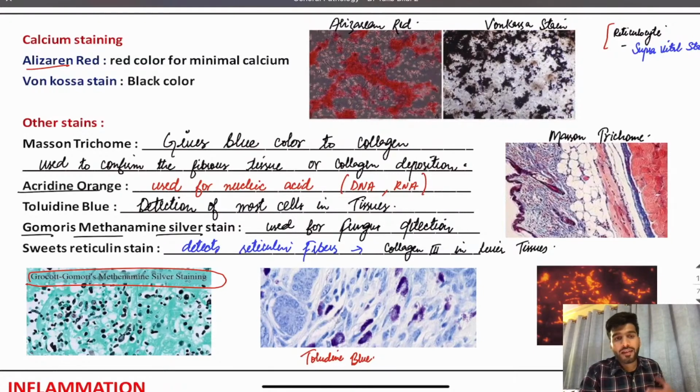Okay, then further, guys, remember for calcium, what is the stain? We have von Kossa stain and alizarin red. We have von Kossa and alizarin red. One question was given, guys. Okay, and I've recently gone through this question.